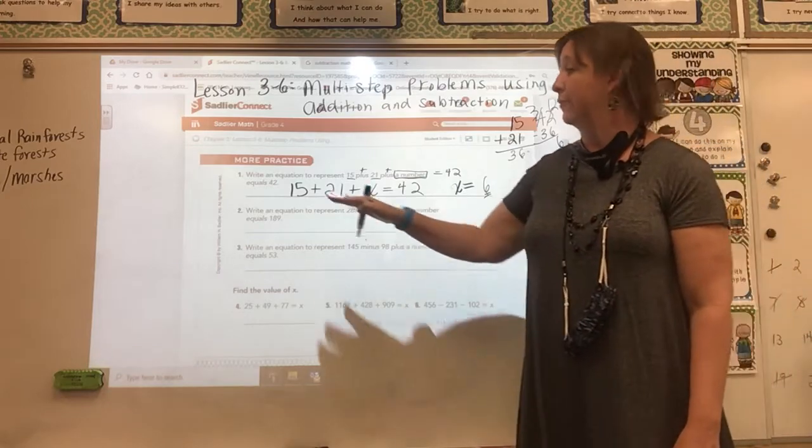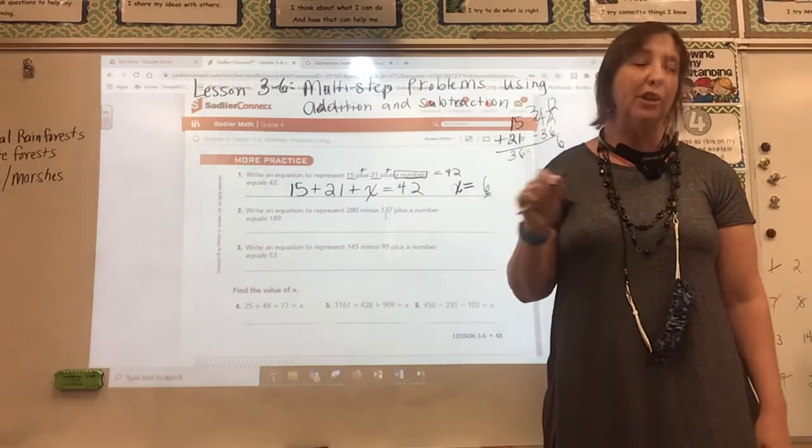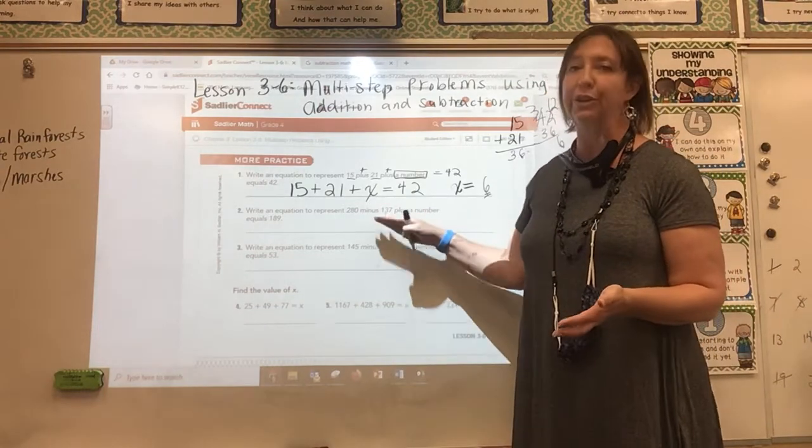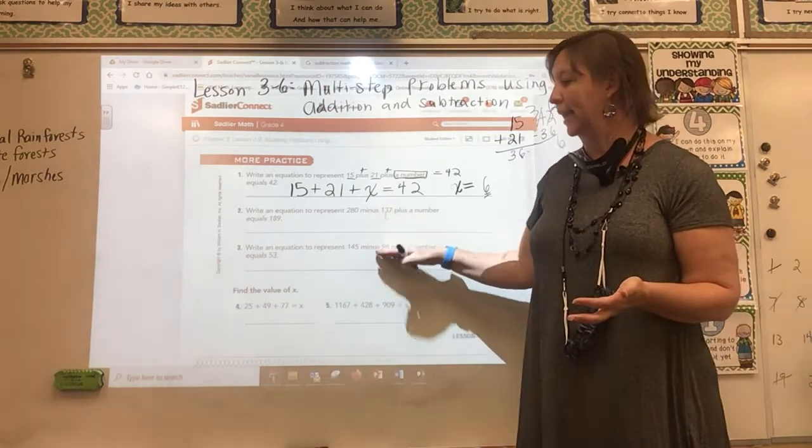Yes. So for 1, 2, and 3, they don't want you to actually solve it. They just want you to write the equations. We're going to do those together. We'll go back and solve them.